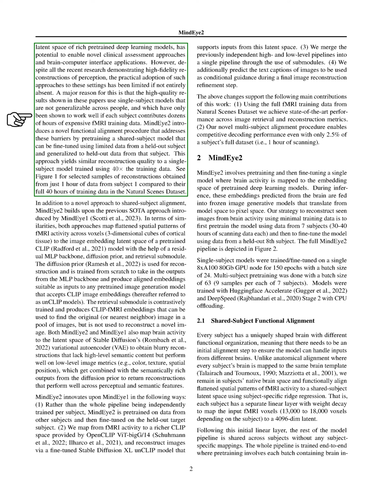To address these challenges, Eye2 introduces a novel functional alignment procedure. This procedure involves pre-training a shared subject model that can be fine-tuned using limited data from a new subject, enabling generalization to new data from that subject. By implementing this approach, we achieve reconstruction quality comparable to a single subject model trained with significantly more training data.